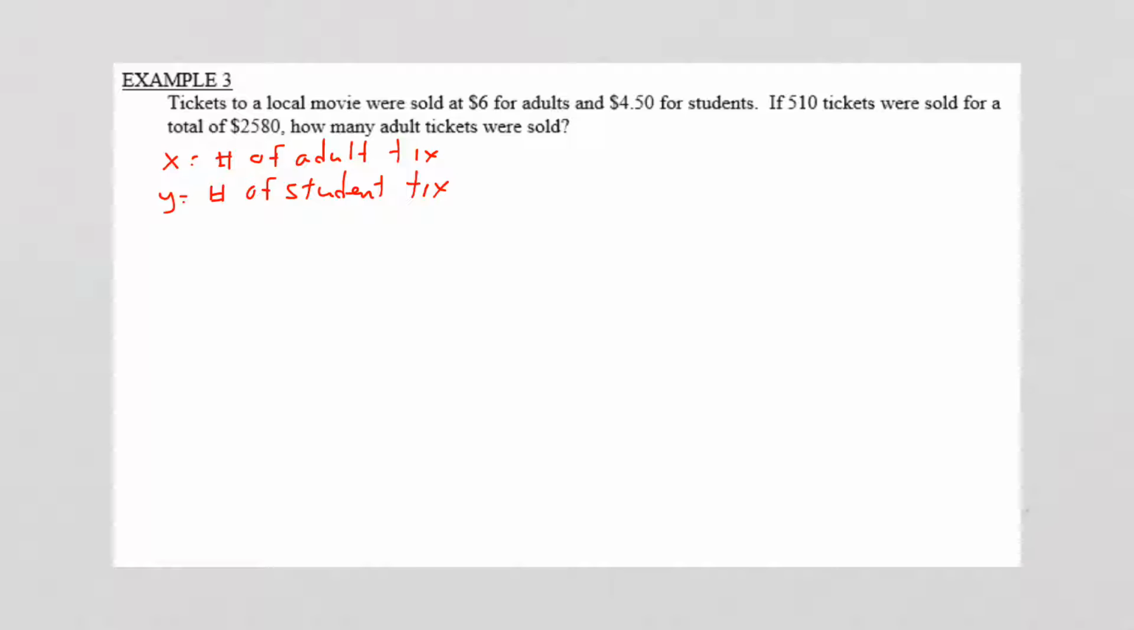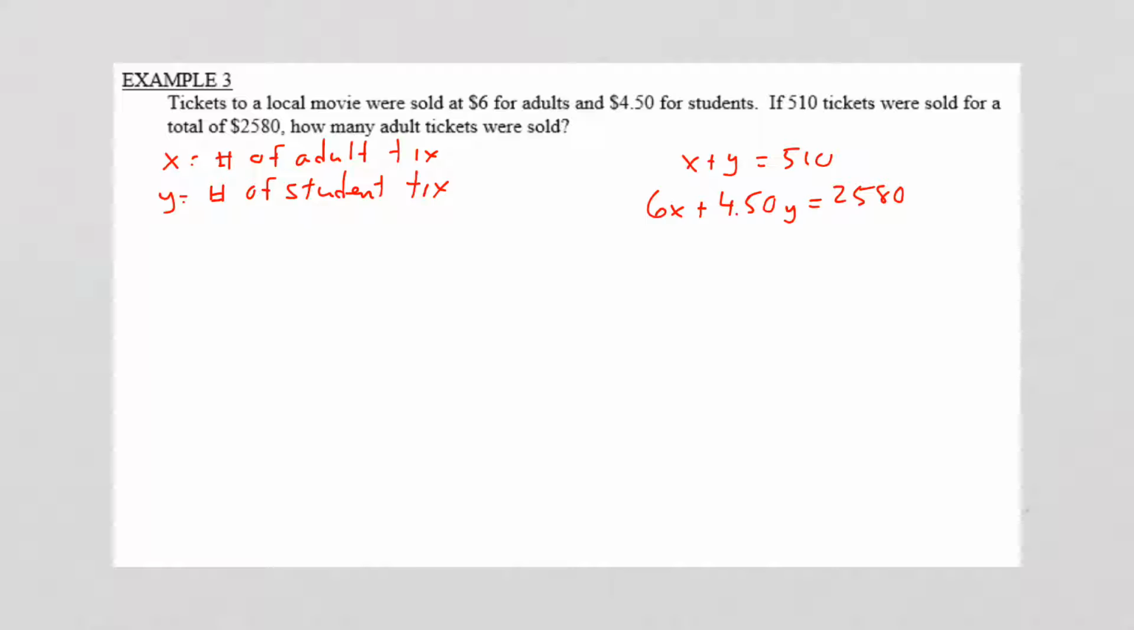We know that there were 510 tickets sold, so our first equation is that X plus Y equals 510. The second equation is for the cost. We know it's $6 for the adult, so that's 6x, and $4.50 for the student, so 4.50y equals the total cost of what was sold, which was $25.80.